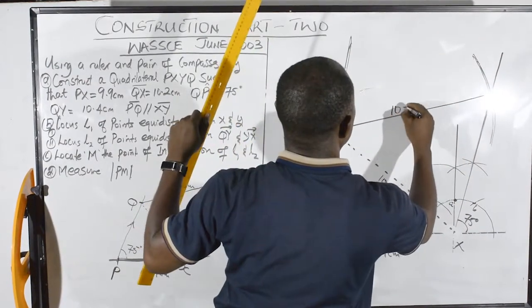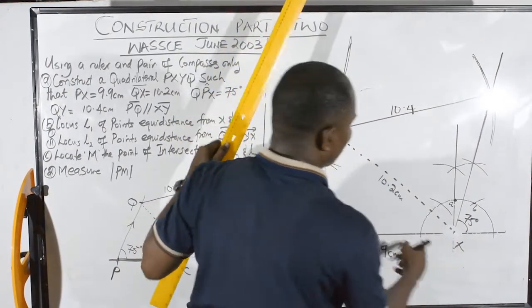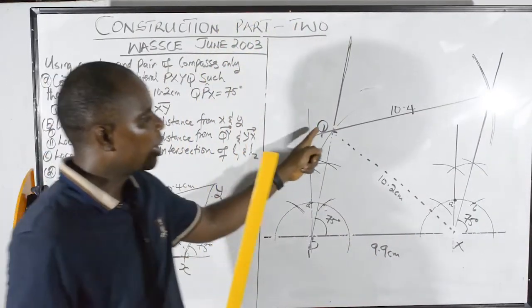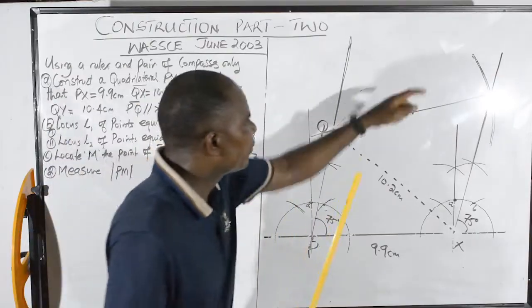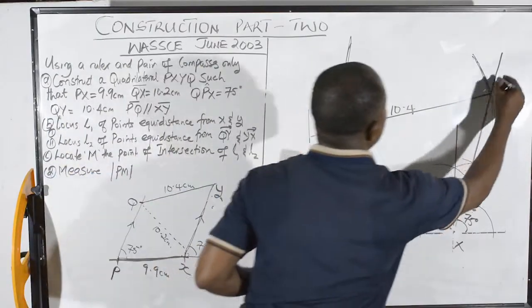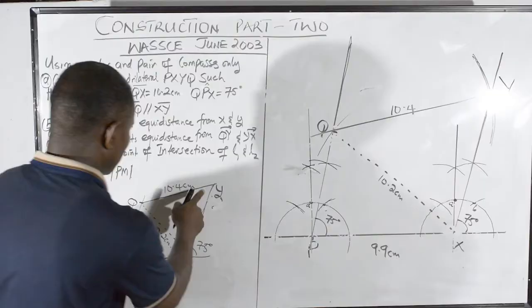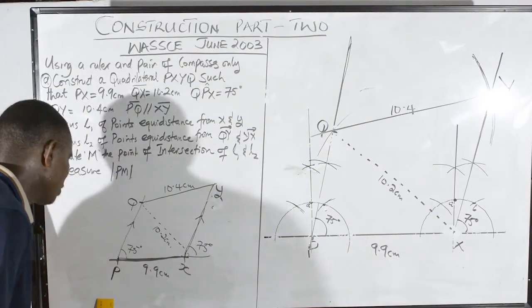This is 10.4. This was 10. I use the dotted lines there because I'm not required to draw this line. It's just the measurements. This is 10.4. Now it says locate Y. So this is my Y. So I've got this point here. So now we go to the questions.